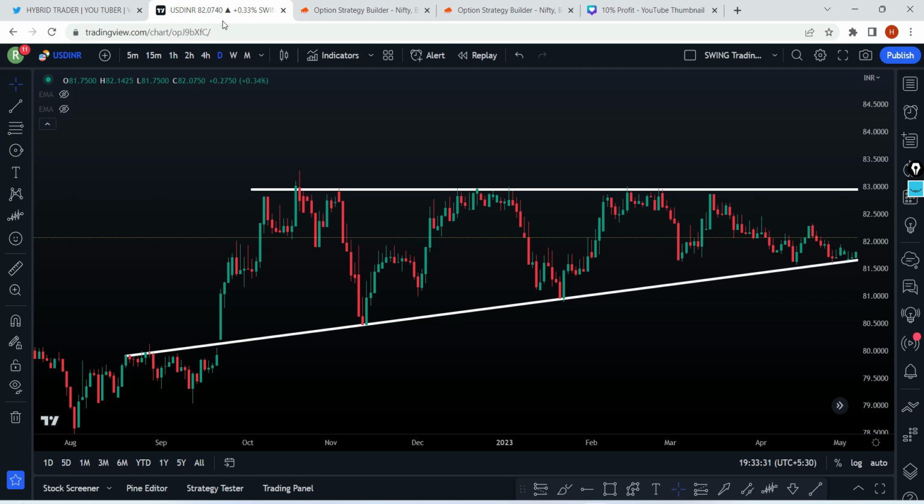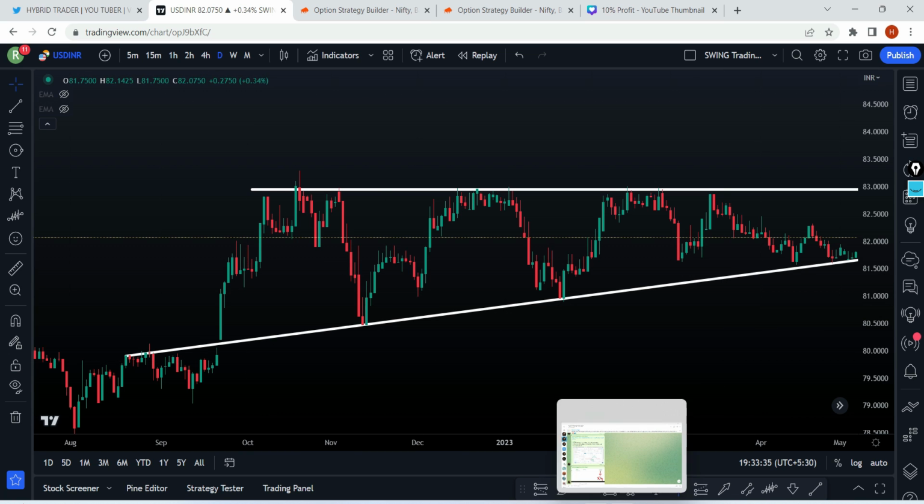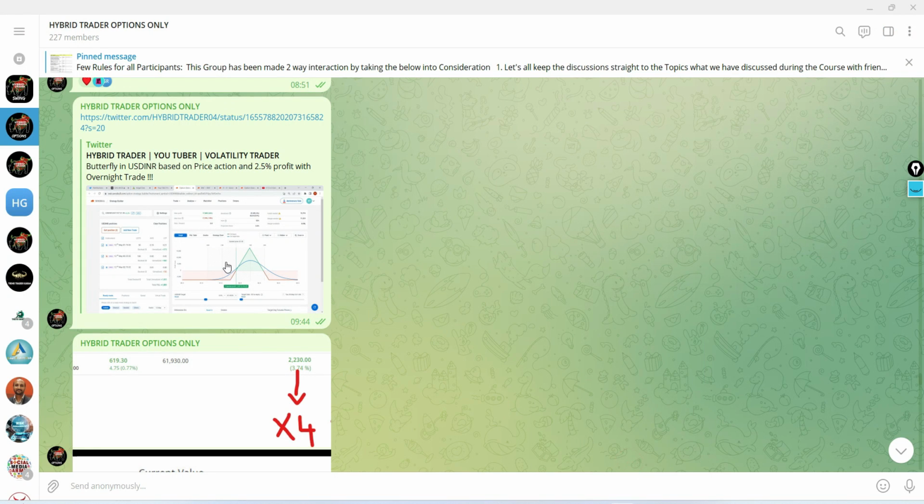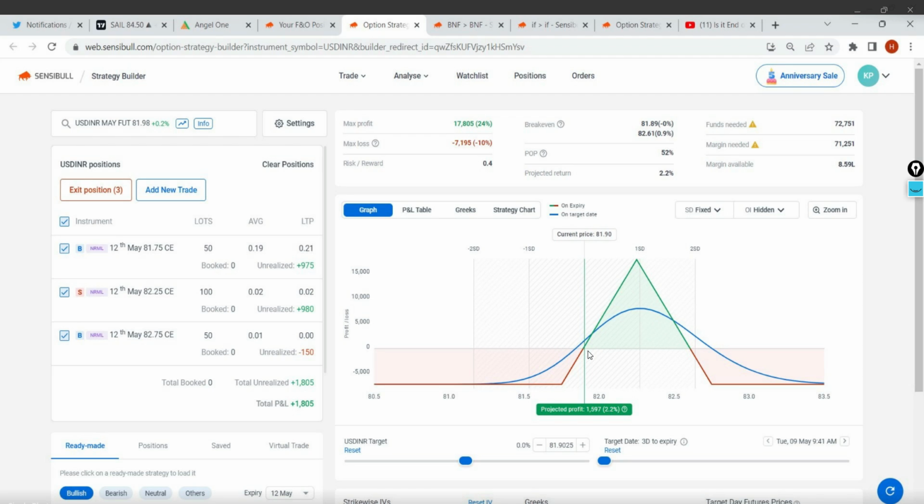So what was the thought process behind deploying this trade? Let me show you. I've deployed a call butterfly, guys, a call butterfly in USD INR. This is a typical butterfly.